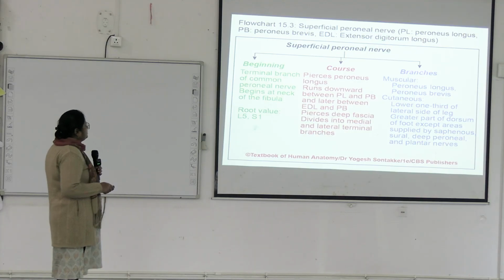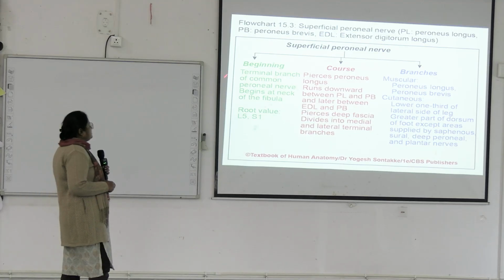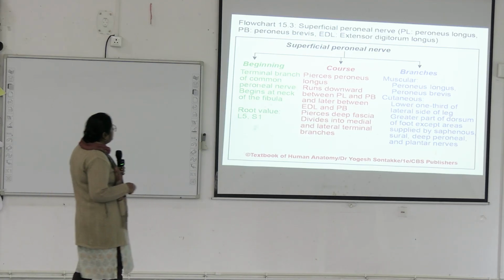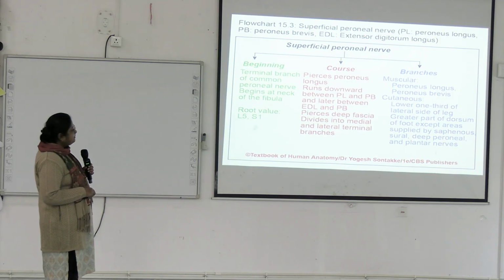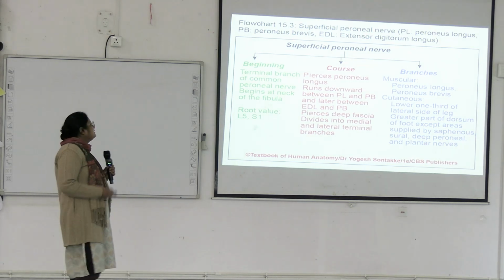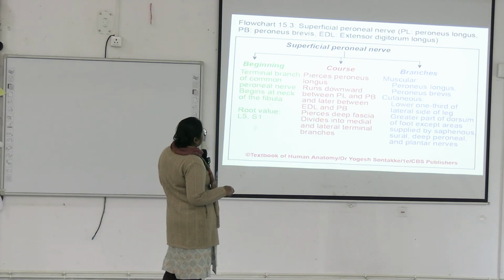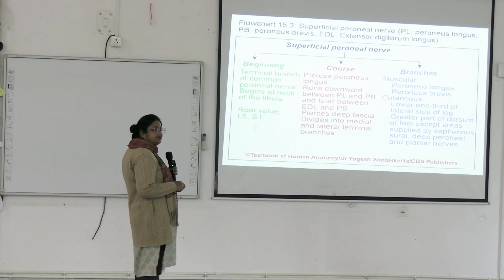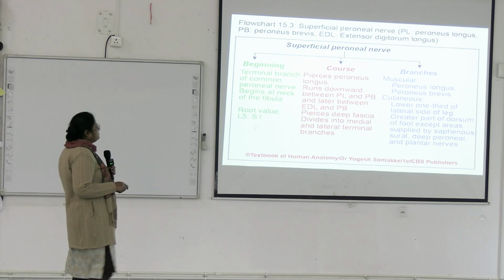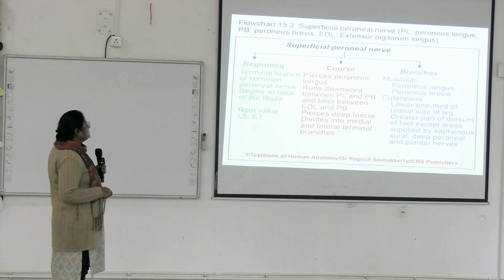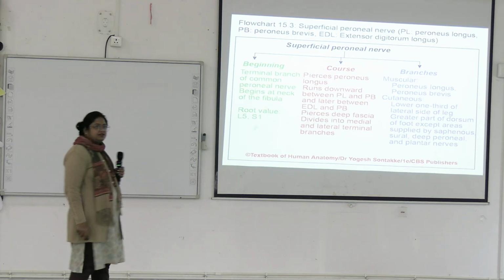So this is summarization of the superficial peroneal nerve. It begins as terminal branch of common peroneal nerve, at neck of fibula. Root value is L5S1, you remember. Course: it pierces the peroneus longus, runs downward between the peroneus longus and brevis, and later between the extensor digitorum longus and peroneus brevis. Then pierces the deep fascia, divides into medial and lateral terminal branches.